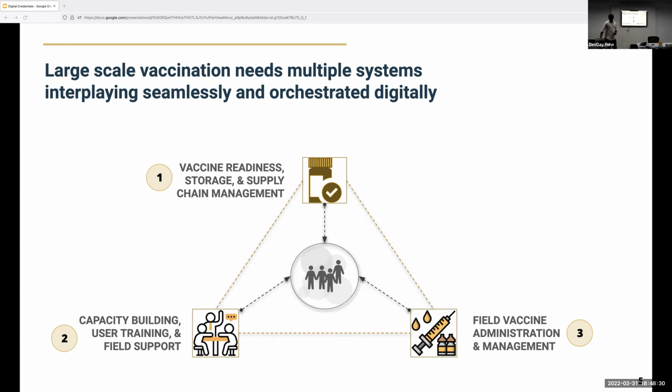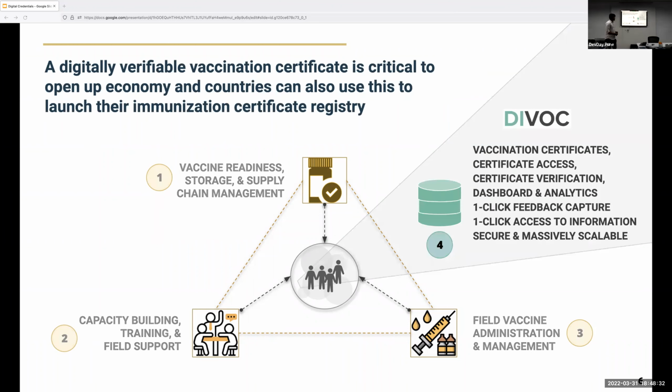So along with this, the fourth phase is where DIVOC comes into the picture. DIVOC mostly concentrates on vaccination certificates and creating certificate access, certificate verification, dashboards and analytics for monitoring, and feedback capturing, and multiple things across all aspects of vaccination certificates.